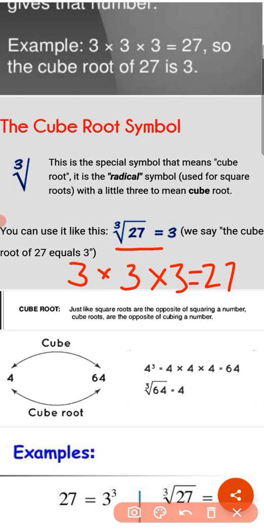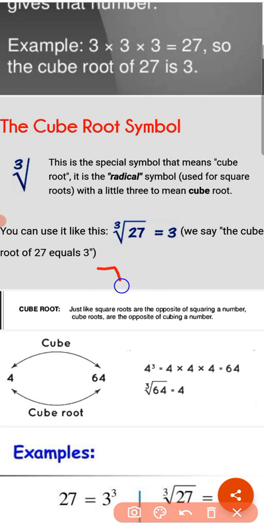Is it clear? So which is a symbol? A small radical sign and put a small 3 like this.